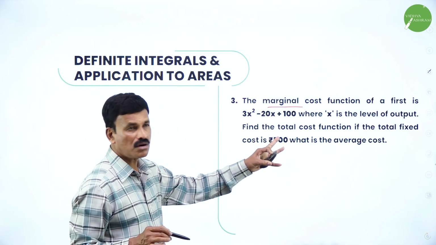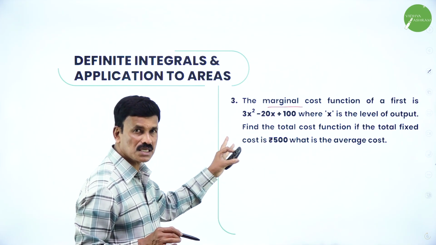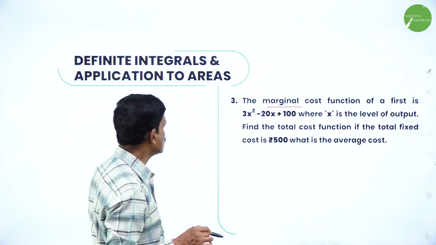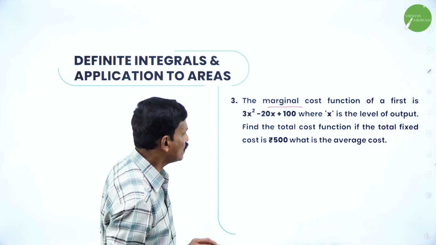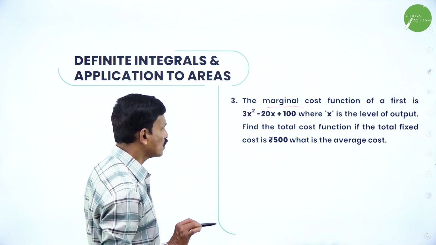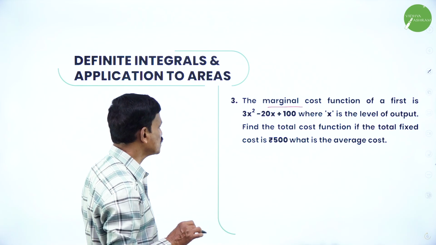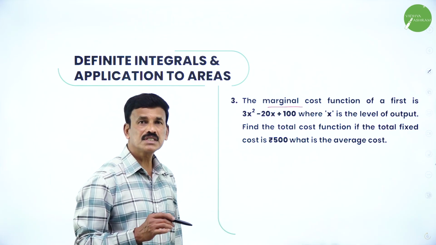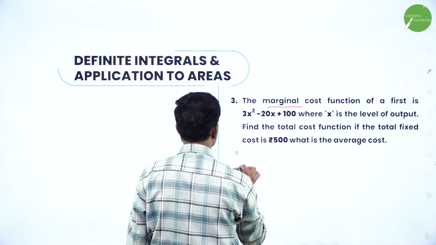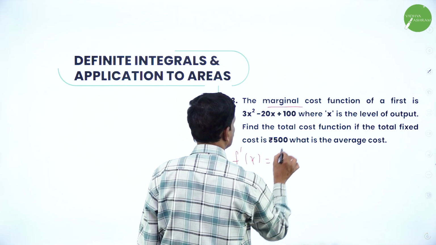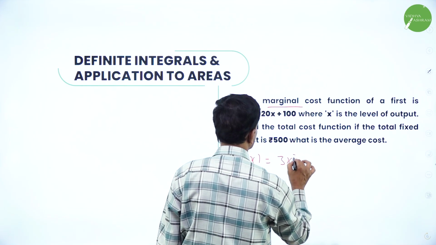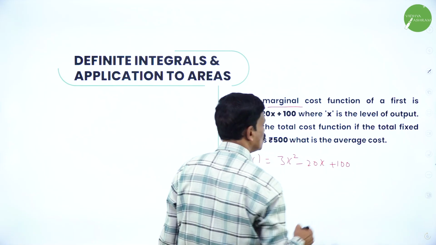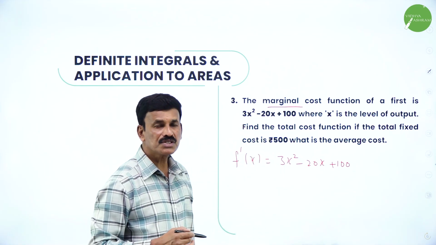The marginal cost function of a firm is given to be 3x square minus 20x plus 100, where x is the level of output. Find the total cost function. If the total fixed cost is 500, what is the average cost? So what is given? The marginal cost function, that is f dash of x, is given as 3x square minus 20x plus 100.